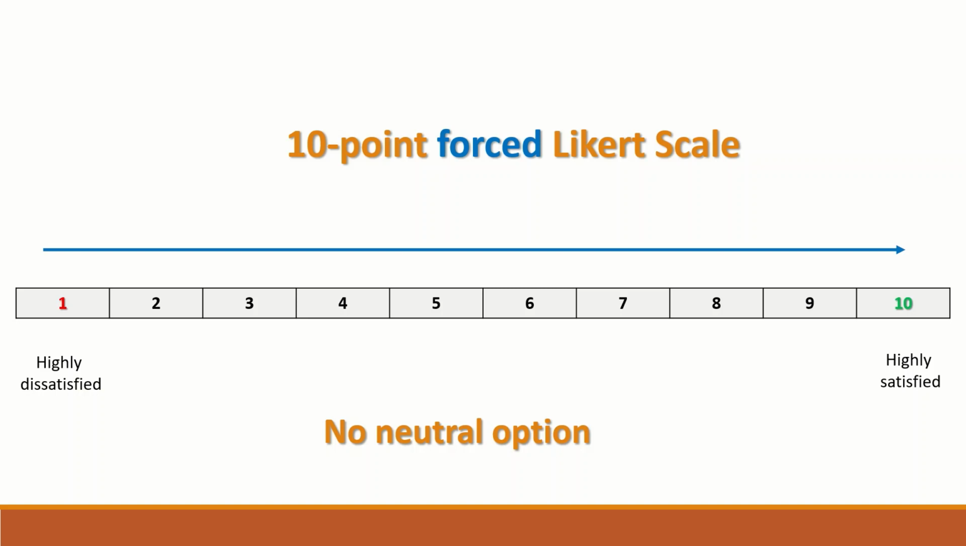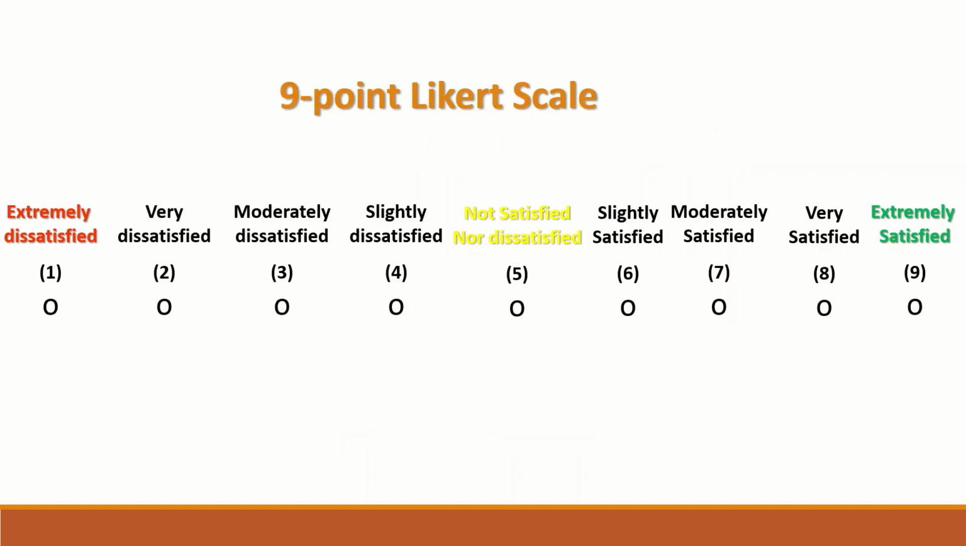Another Likert scale is the 9-point. In the 9-point scale, again, it goes from 1, extremely dissatisfied, up to 9, which is extremely satisfied, and in the middle, 5, it has a neutral option, neither satisfied nor dissatisfied, and the participant has the option to place their opinion anywhere on this scale.